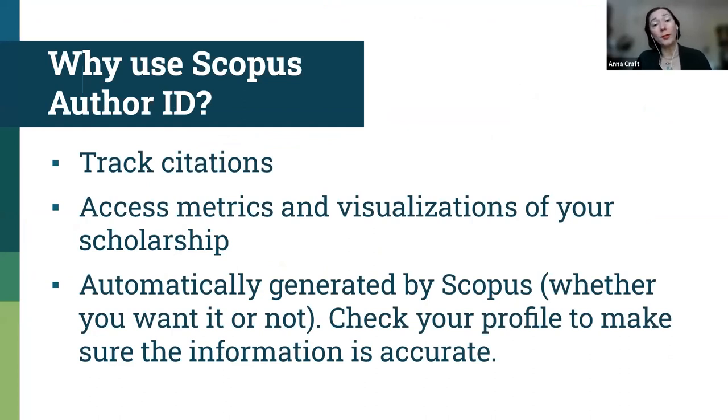This will give you another picture of citations. It will probably be different than Google Scholar. It, for most people, is going to be lower. And it will show some metrics and visualizations. And this is actually generated whether you want it or not. So it may be helpful to check and see if you have a profile and to make sure that the information is accurate. While you can't edit your own profile, you can submit change requests to Scopus.